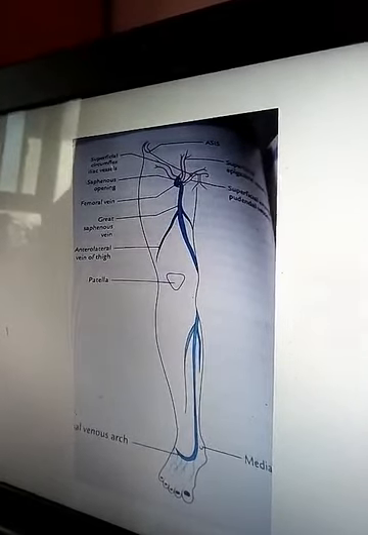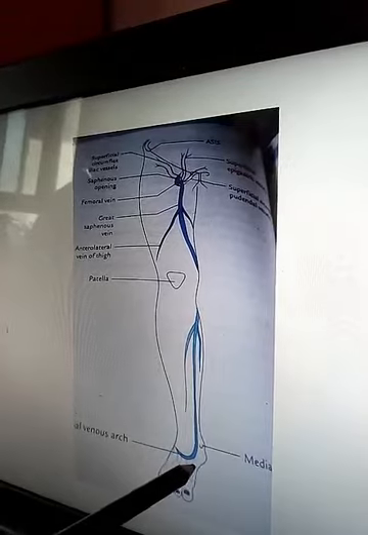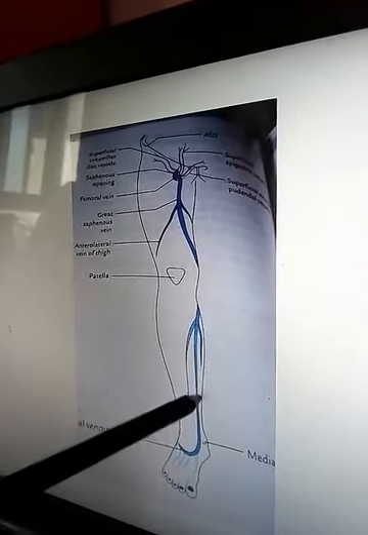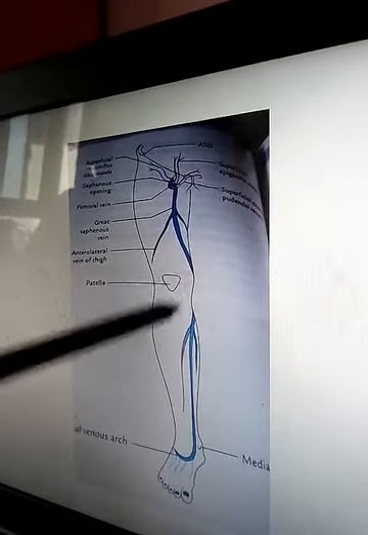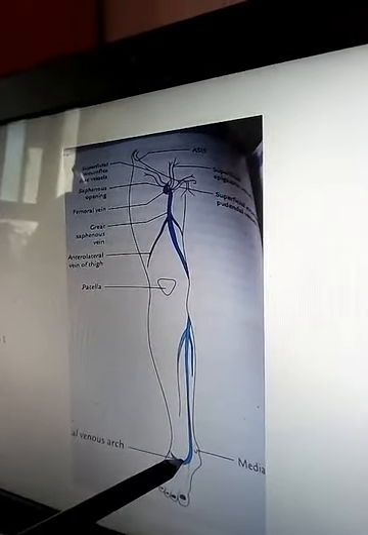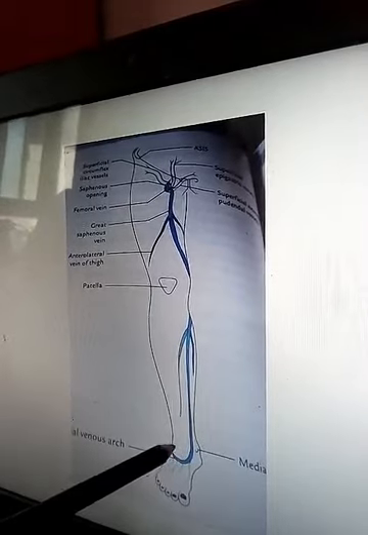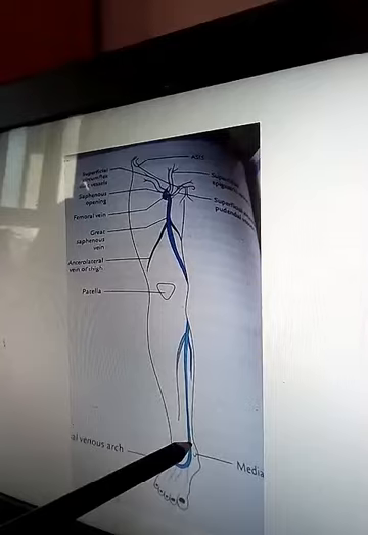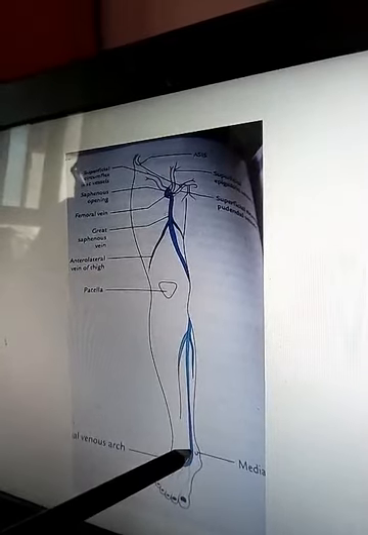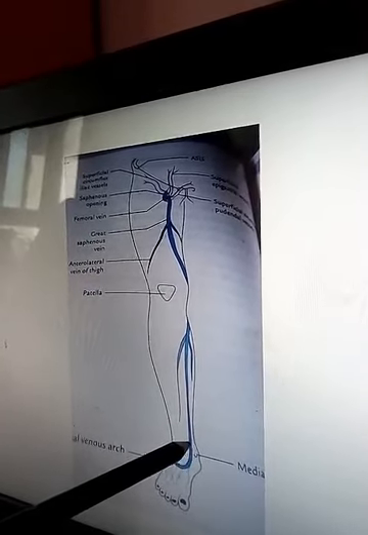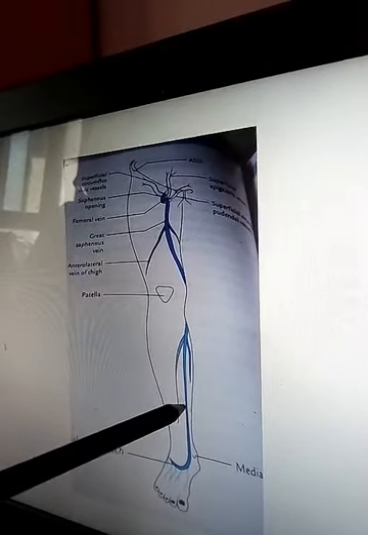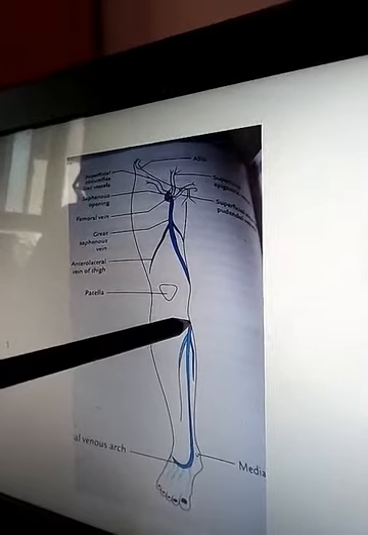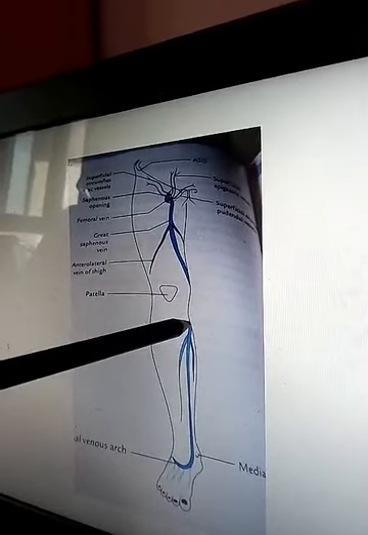Now the long saphenous vein is the largest and longest superficial vein of the lower limb. It begins on the dorsum of the foot from the medial end of the dorsal venous arch, runs upwards in front of the medial malleolus and ascends on the medial side of the leg. It enters the medial aspect of the thigh by passing behind the knee.